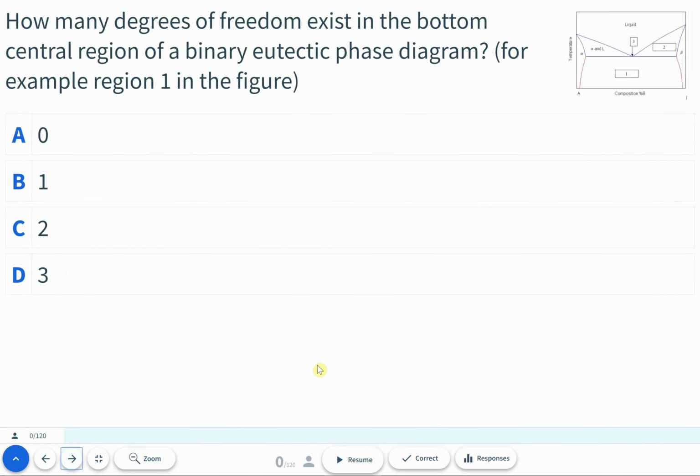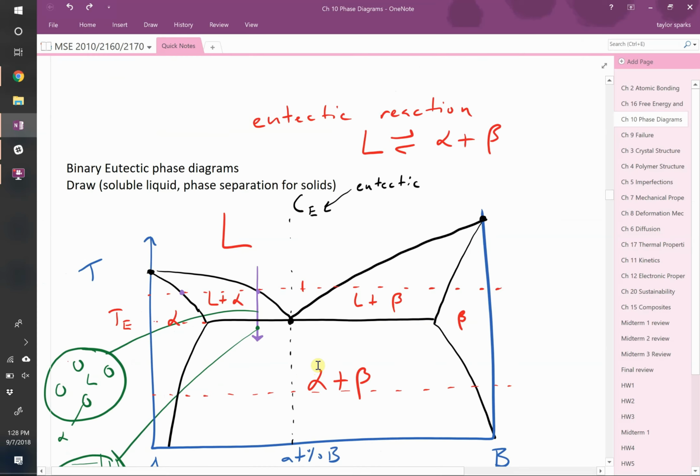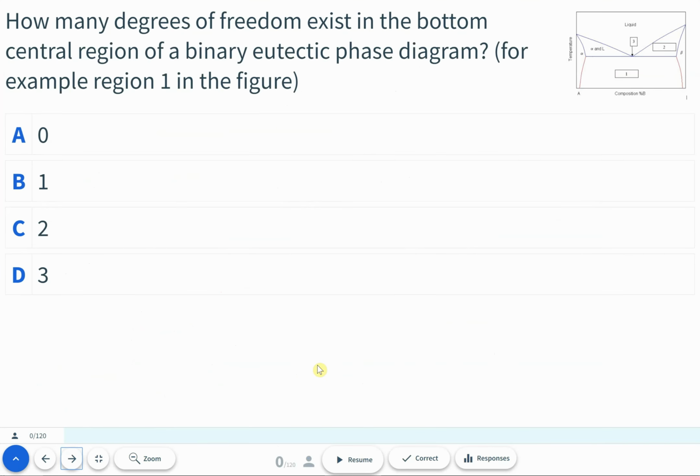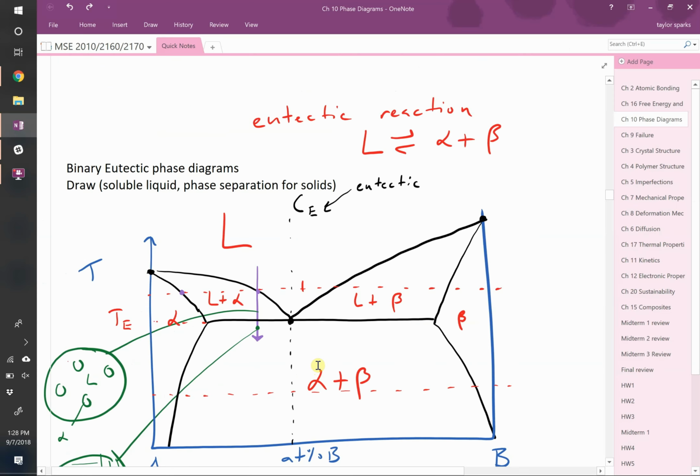So in this bottom region, down here, how many degrees of freedom are there? Let's do this one together. If we look at it, in this bottom region, say I'm right here, right? I've got both alpha and beta, so I've got 2 phases, which tells me I should have 1 degree of freedom. Okay? 1 degree of freedom means that if I go up, it's going to tell me that I have to go left or right.